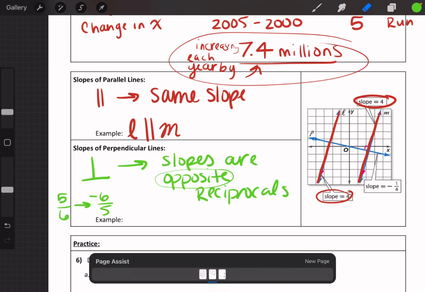So in our example here, it doesn't matter whether you look at L or M, they are both perpendicular. We could say L is perpendicular to P. And if we look at their slopes, one of the slopes is 4. The other slope, if I flip that 4, so again, if we need to imagine a 4 over 1, I'm going to flip it upside down, and then I want the opposite sign. So there's my negative 1/4.